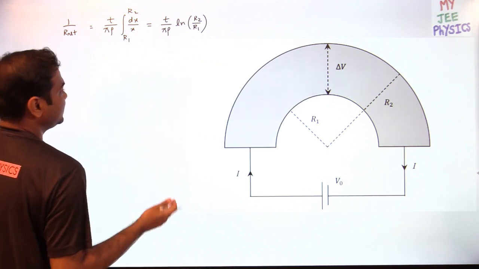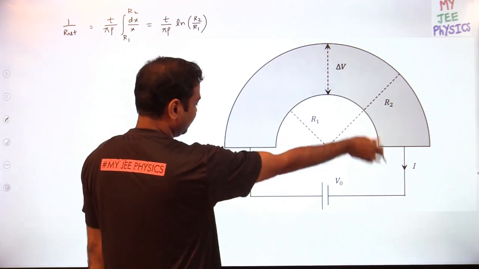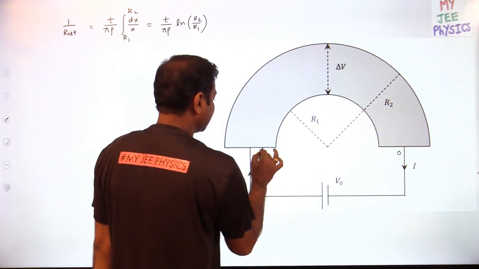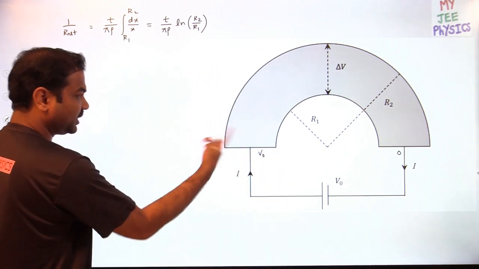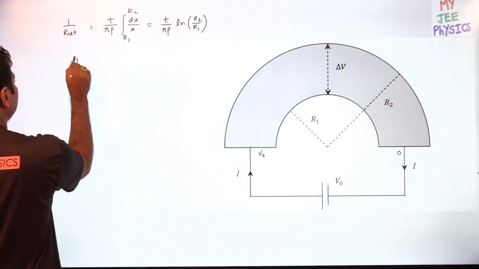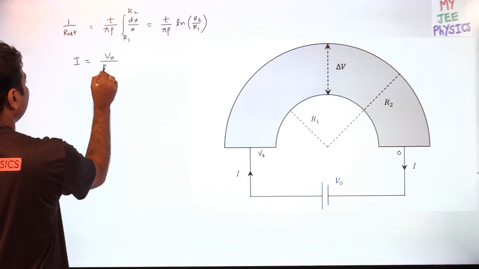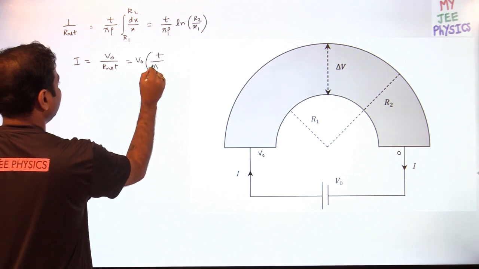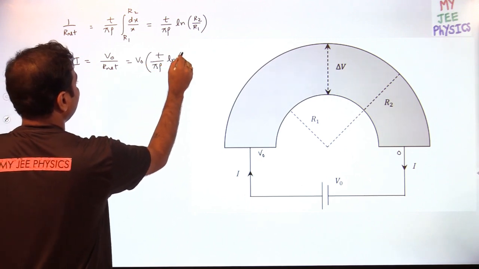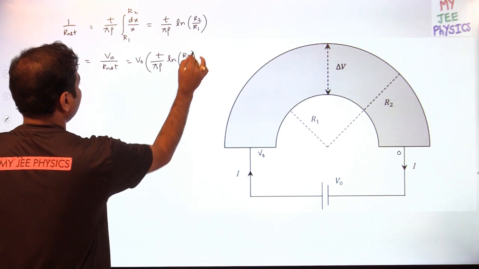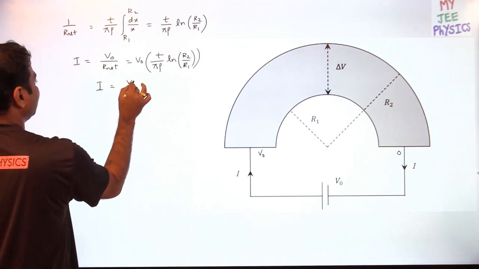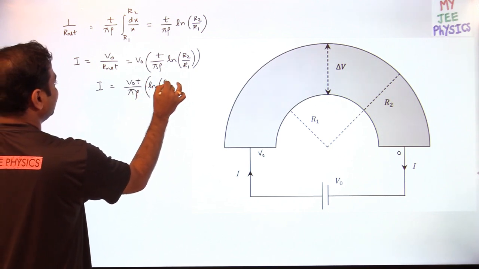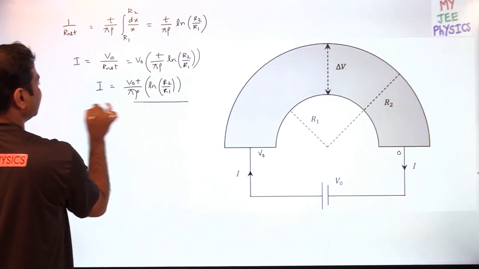Now the question is, what is the current flowing? The total current flowing in the material. The potential difference is 0 at one end and V naught at the other. Am I right? So the potential difference I know, the resistance value I know. The current is equal to V naught by R net. So V naught into 1 by R net, which is t by pi rho ln of R2 by R1. So the current is V naught into t by pi rho into ln of R2 by R1.